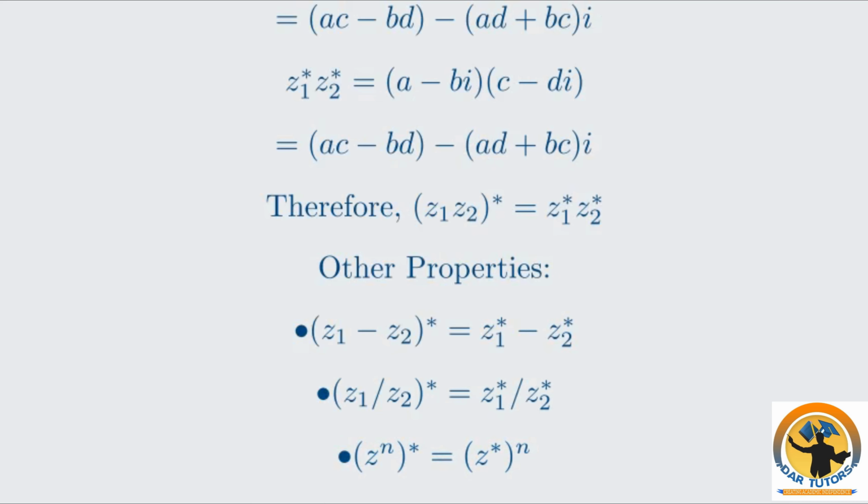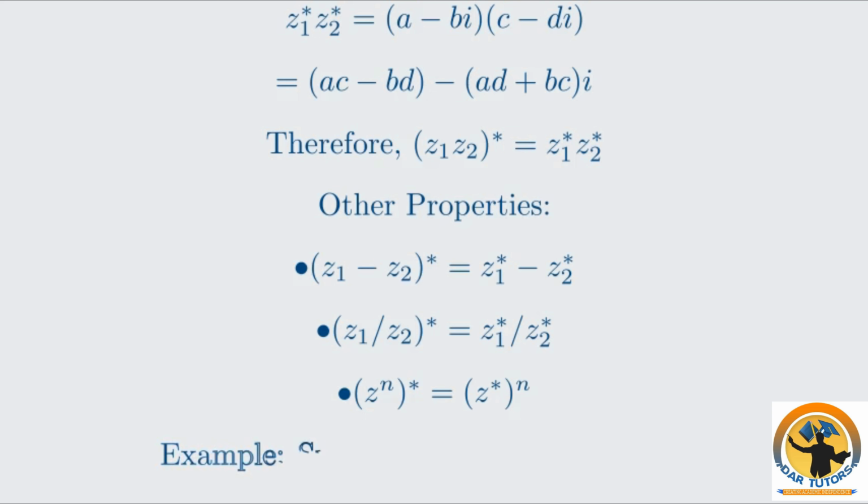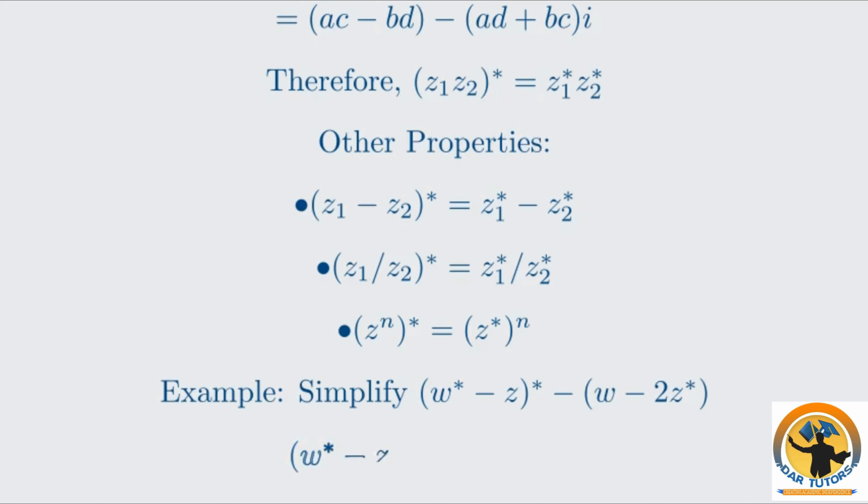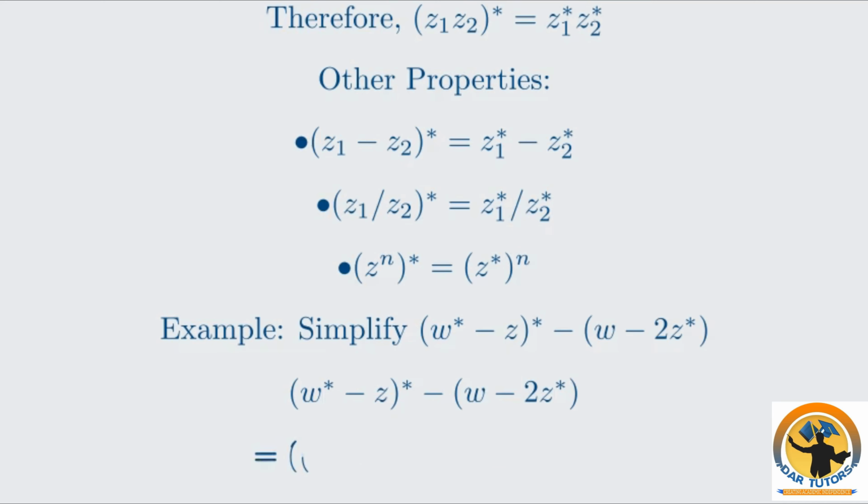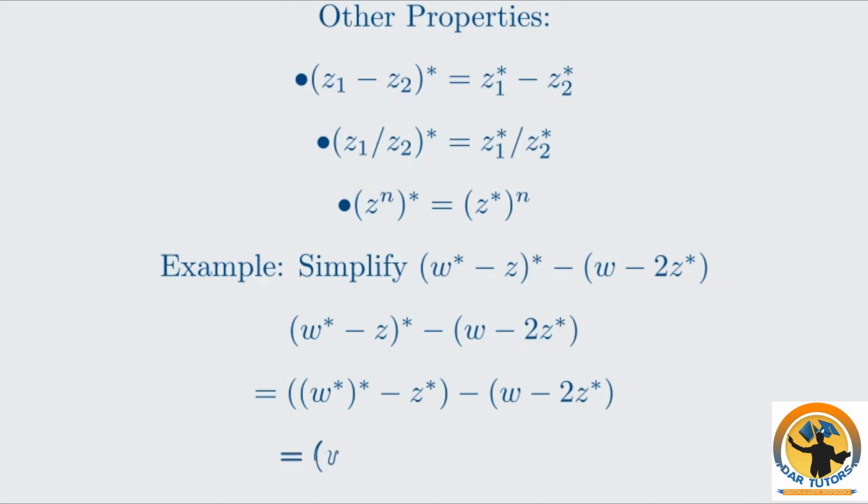Let's use these properties to simplify a complex expression. Simplify the expression w star minus z conjugate minus w minus 2z star. First, we distribute the conjugate on the first term. The conjugate of a difference is the difference of the conjugates. So we get the conjugate of w star minus the conjugate of z. The conjugate of w star is just w. So the first term simplifies to w minus z star.